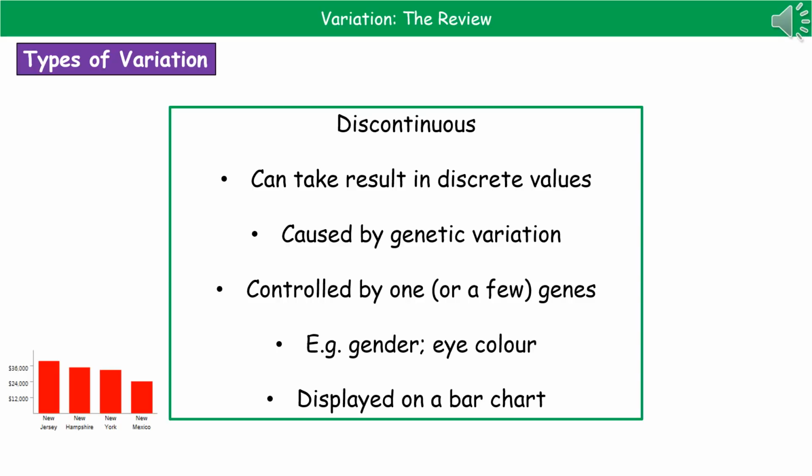Discontinuous variation then is one that can only result in discrete values. So these are caused by genetic variation and just one or a very small number of genes. So it would be things like your gender or your eye colour. So what we find here is because they're discrete values, then we display it on a bar chart. And the key thing about drawing your bar chart is to make sure that those bars do have the gap between them. Otherwise, you've just drawn a histogram.